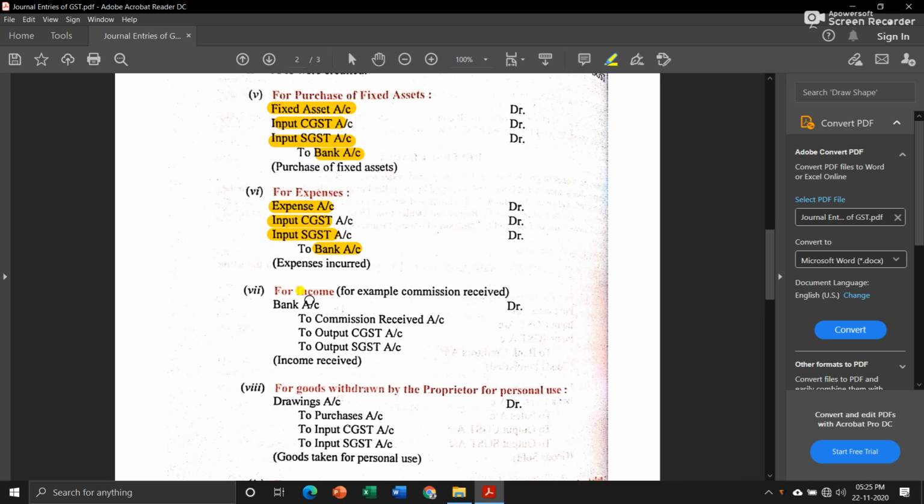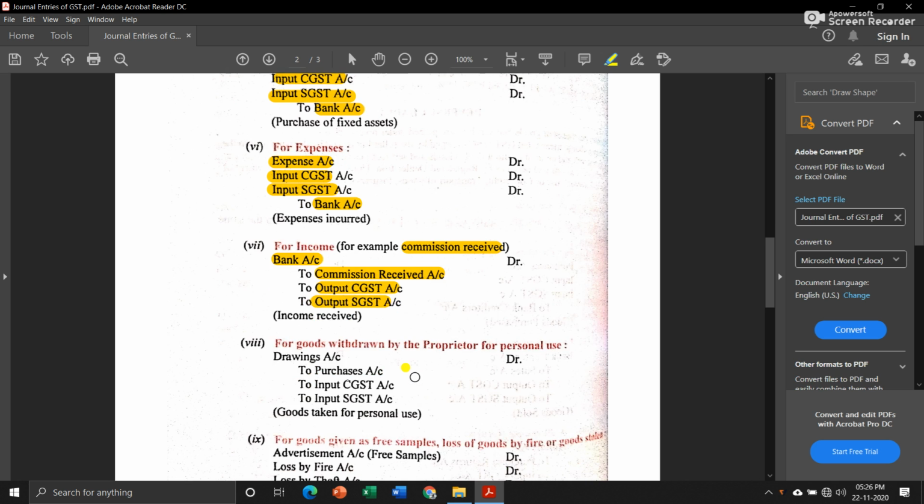For income, for example, commission receipt, when we receive any commission, since we are receiving the amount in our bank, we will be debiting bank account. And since commission received account is our nominal account, according to the nominal accounts rule, we will credit commission received account, and we will credit output CGST and output SGST as well.